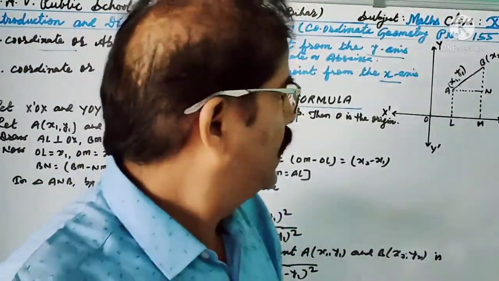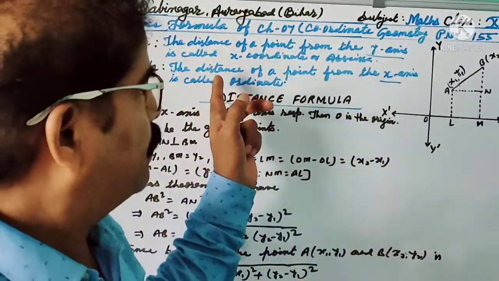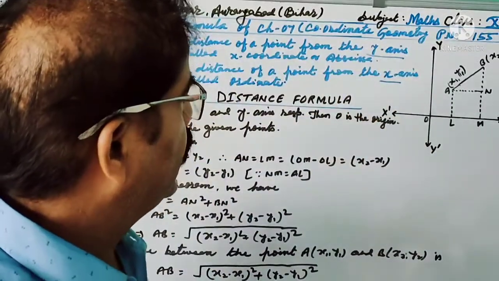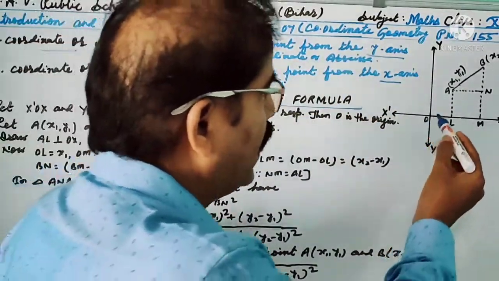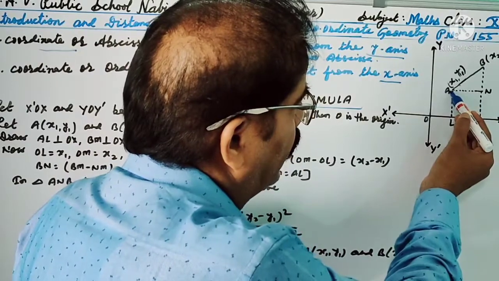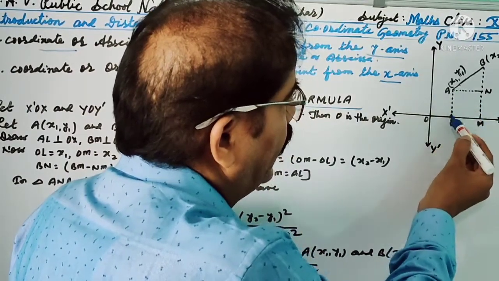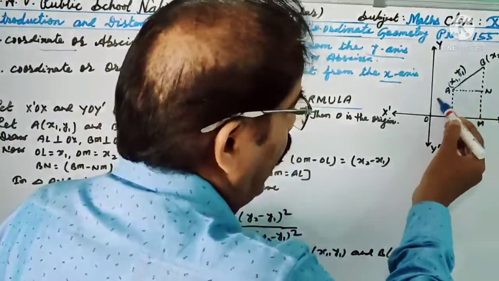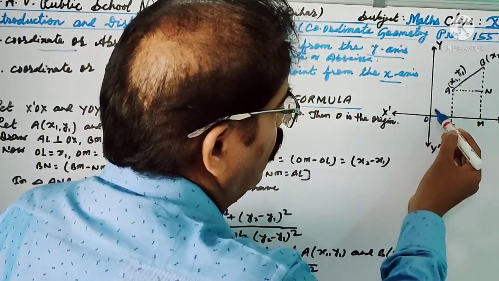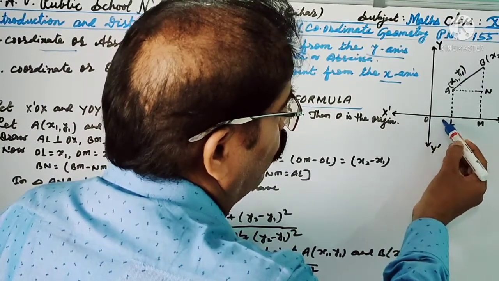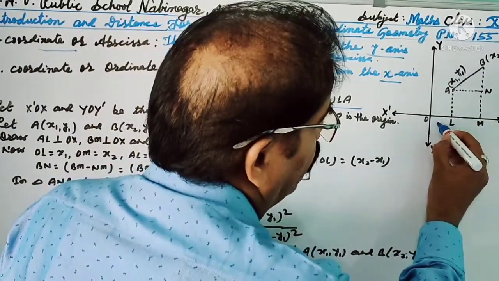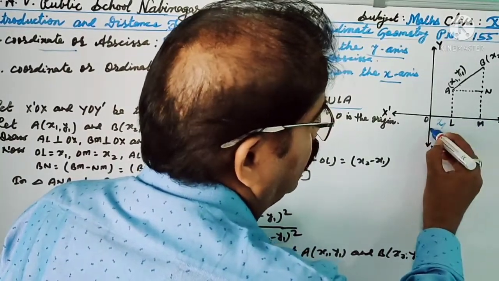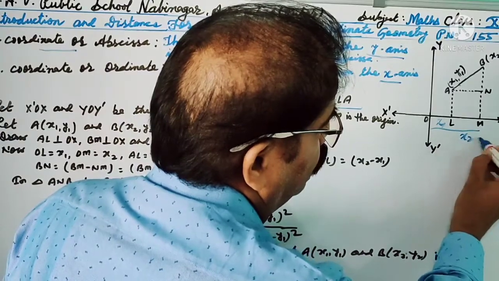Dear students, just to explain abscissa: the distance from the y-axis is known as abscissa. So here AL equal to y1, and OL, the distance from the y-axis, that means OL equal to x1, and OM equal to x2.